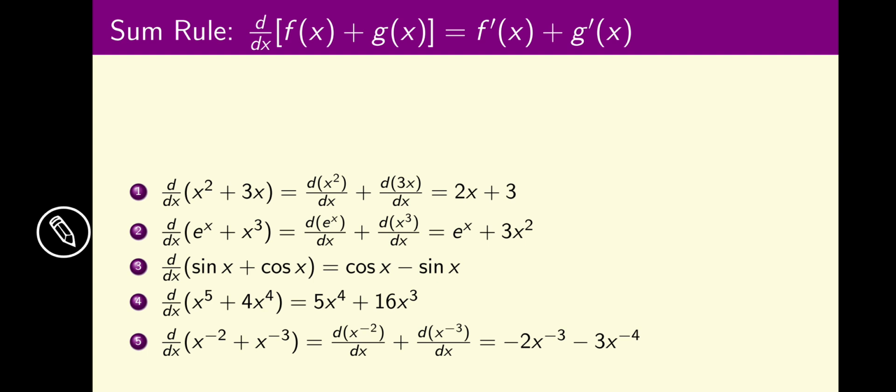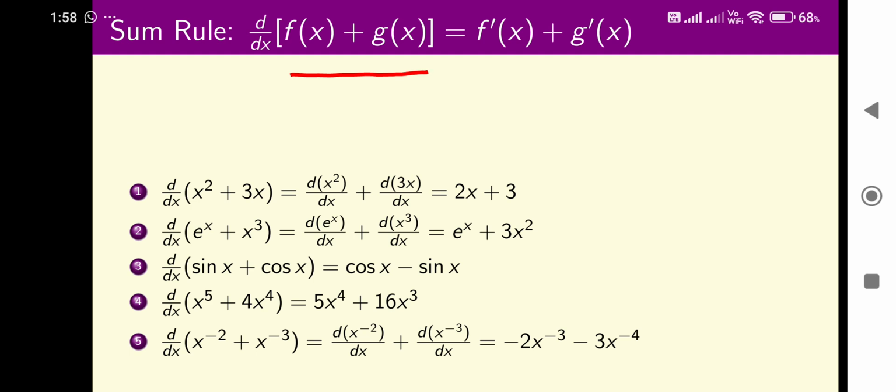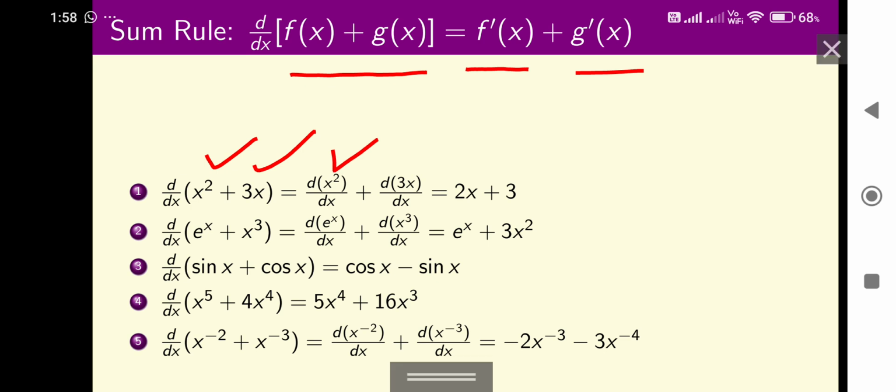The sum rule is there. Whenever we have to find the derivative of the sum of two functions, it can be calculated as the derivative of the first function plus the derivative of the second function. So here we will have to find the derivative of these two functions separately and add. For example, the derivative of x square plus 3x. So x square is the first function, that is f(x), and 3x is g(x). So for the derivative of the first function we write d by dx of x square, and for the derivative of the second function we write d by dx of 3x. It becomes 2x plus 3. So this will be the answer. In this case also, e to the power x is f(x), that is the first function, and x cube is the second function.